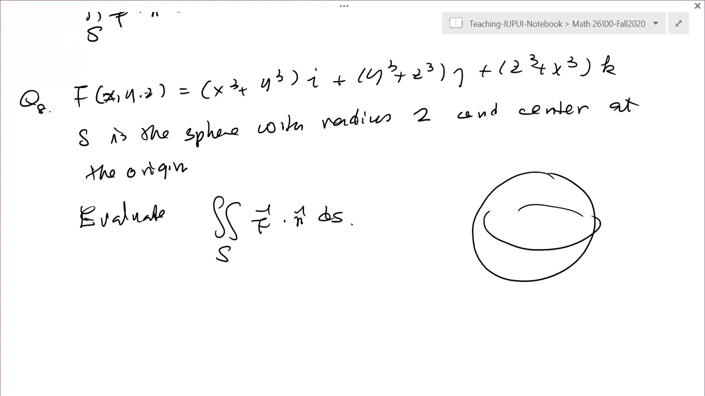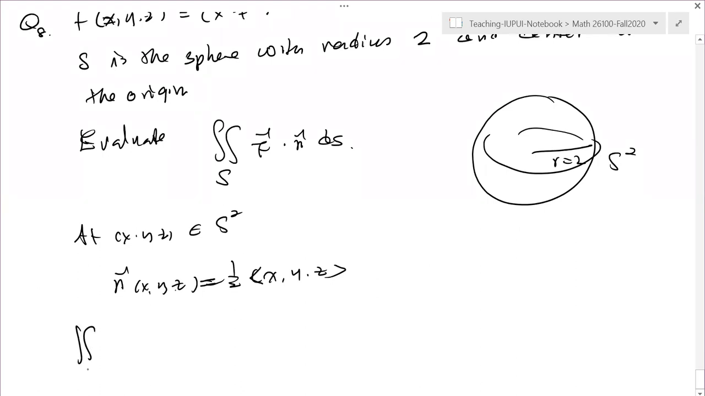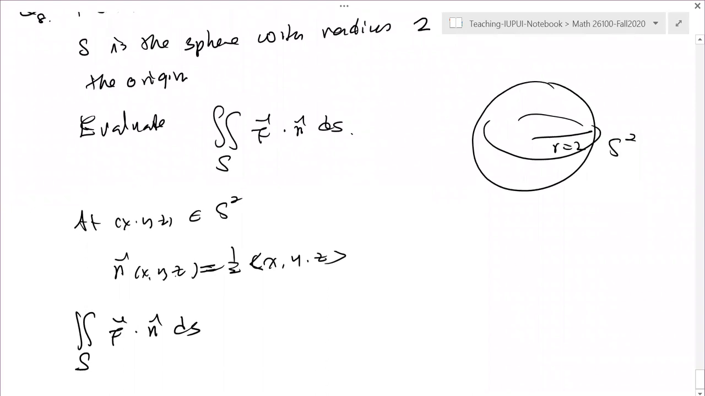You can express this surface integral in a different way, because the point x, y, z belongs to the sphere S2. Then the normal vector at x, y, z is going to be 1/2 of x, y, z, because the length of that vector is 2, since the radius is 2. That's why I divide by 2. The reason I want to re-express it is that sometimes it's possible to get to the answer quickly without applying the divergence theorem.